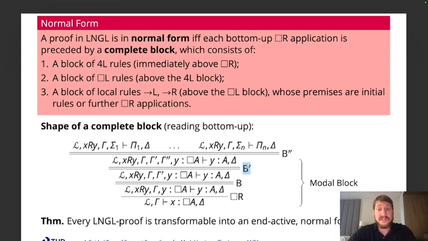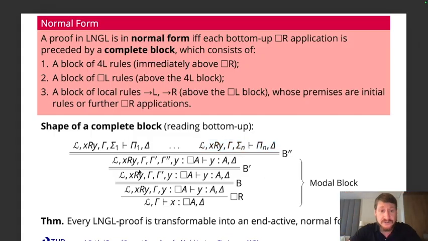And this block B is preceded by a block B prime of 4 left rules, which is preceded by a block B double prime of implication left and implication right rules. And then the top of this complete block can be either instances of ID or falsum left, or they can have further applications of box right above them, which means that we then have the same structure repeating higher up.